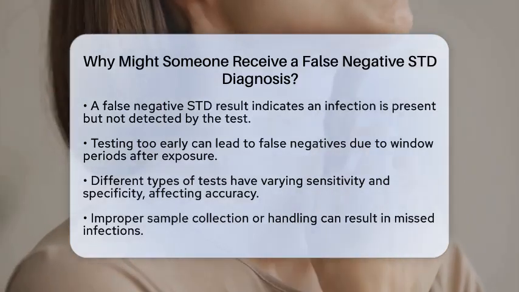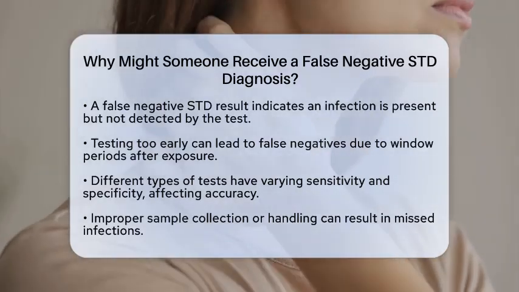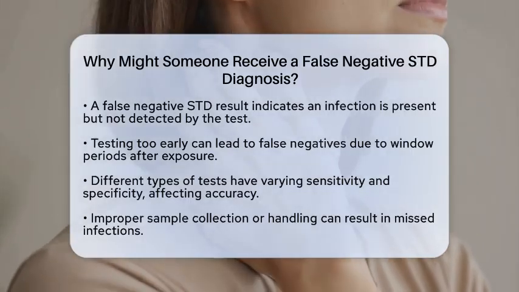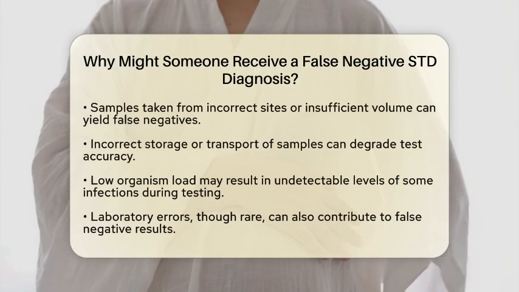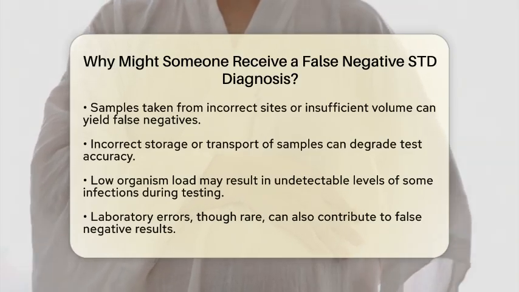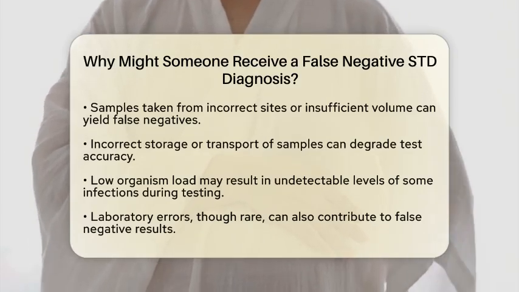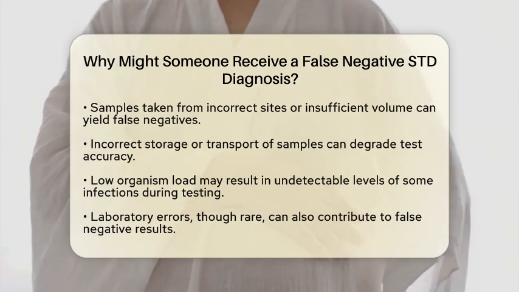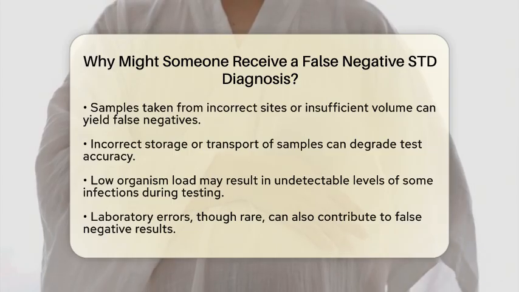Next, the type of test used can affect results. Different tests have varying levels of sensitivity and specificity. Some rapid tests might miss low levels of infection. For instance, if a urine or swab sample is collected improperly, it may not detect the infection, especially if it is located in a site not sampled.